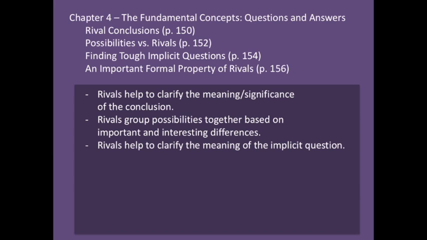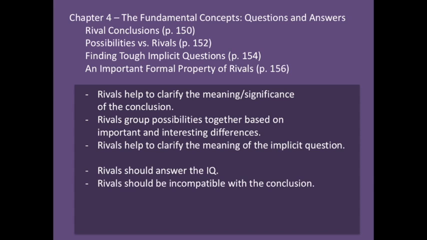So when you're coming up with your list of rivals on quizzes, for instance, and exercises, keep these points in mind. Your rivals should answer the implicit question. Make sure that any rivals you come up with answer the implicit question. Number two, your rivals should be incompatible with the conclusion. So if the conclusion is true, then your rival should be false. If your rival is true, then your conclusion should be false. They should not be overlapping. Your rivals should not overlap with the conclusion, and they should also not overlap with each other. So they should be mutually exclusive. And look at the exercises for examples of this.